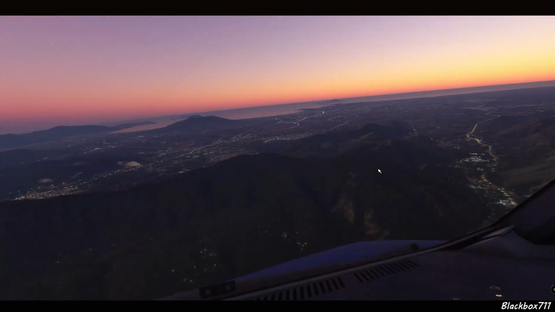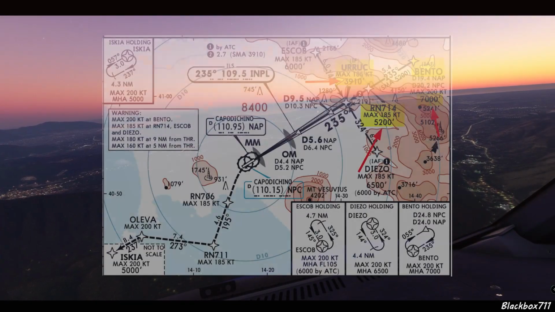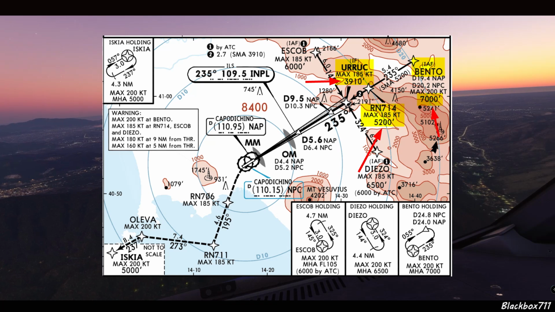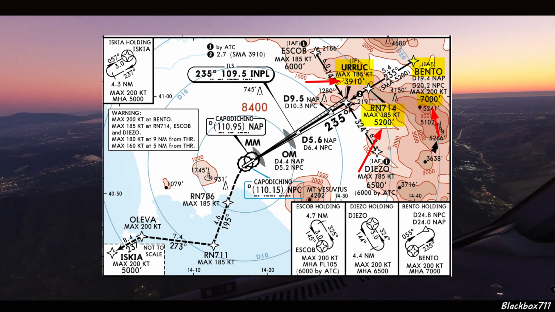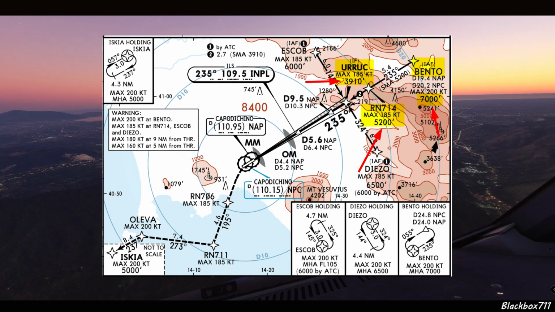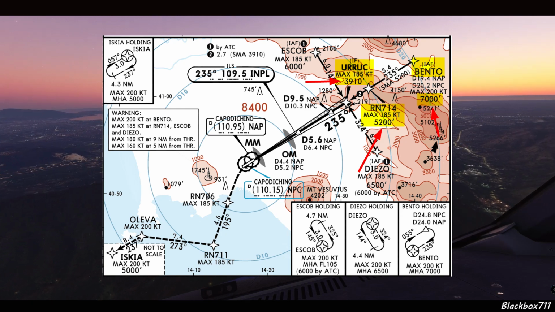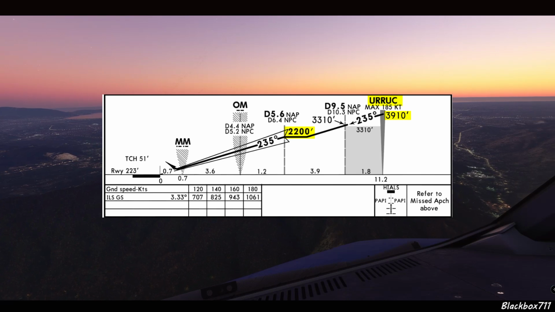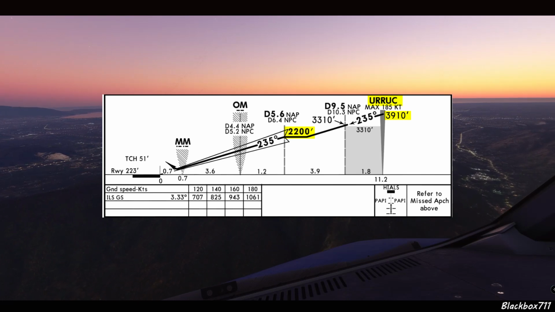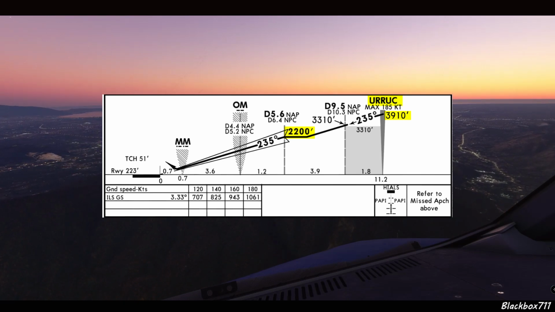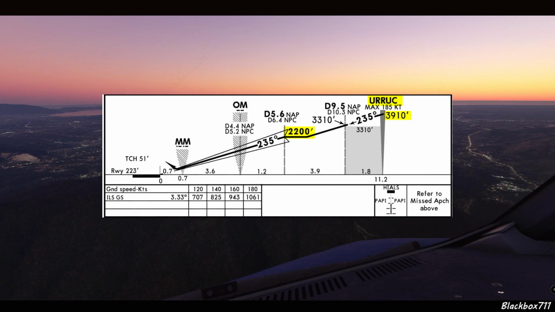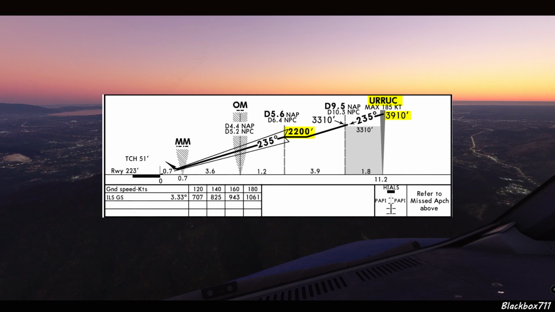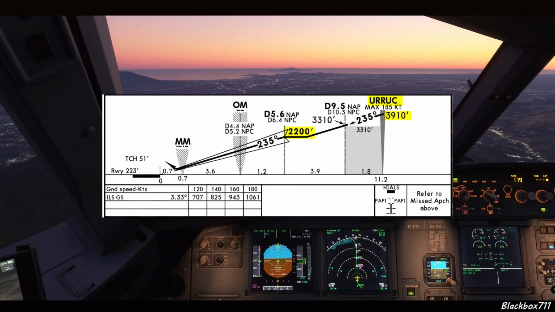Once you have passed the waypoint Bento, it's a step descent down to the next level, which is 5,200 feet until Romeo November 714. And once you've passed that waypoint, you'll step descent down to 4,000 feet at Uruk. Thereafter, it's either intercept onto the glide slope or another step descent down to 2,200 feet, but being aware of that 3,400 feet restriction, which is obstacle related until 9.5 DME from November Alpha Papa.